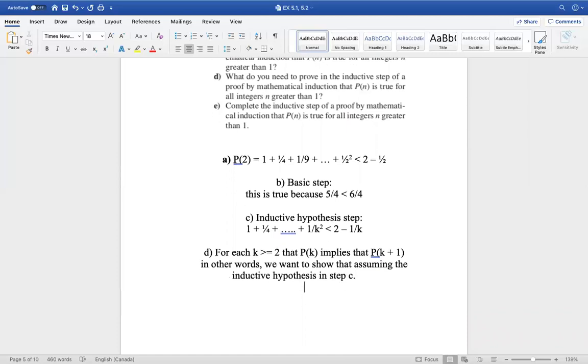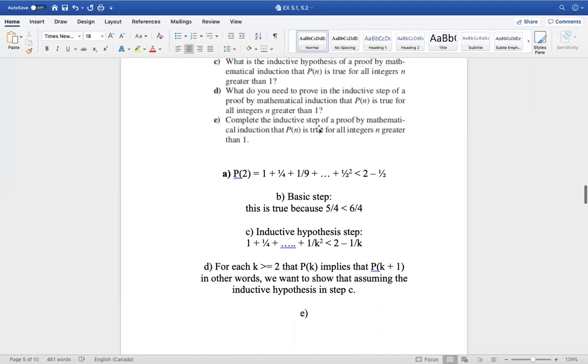Okay, next step. Question number E, part E here. Complete the inductive step of a proof by mathematical induction that P(n) is true for all integers n greater than 1. Now here we have already defined the basic step. We know what the hypothesis step is here, right?